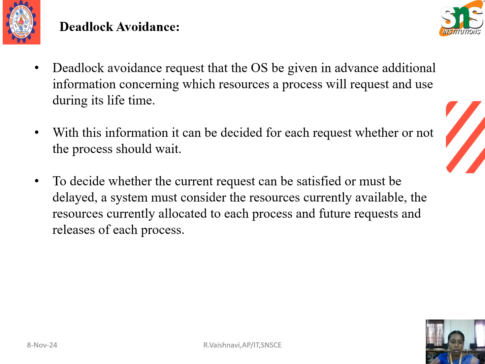Second one is deadlock avoidance. Deadlock avoidance requires that the operating system be given in advance additional information concerning which resources the process will request and use during its lifetime. With this information, it can be decided for each request whether or not the process should wait. To decide whether the current request can be satisfied or must be delayed, the system must consider the resources currently available, the resources currently allocated to each process, and the future requests and releases of each process.